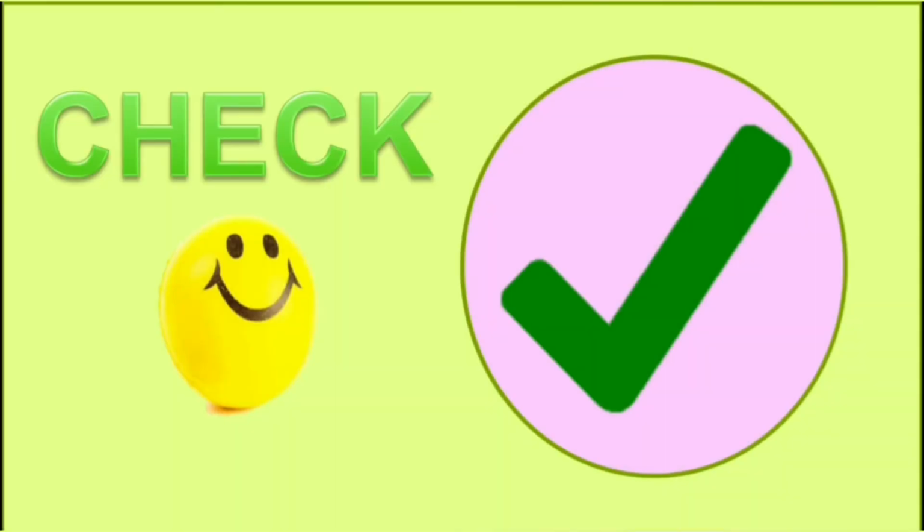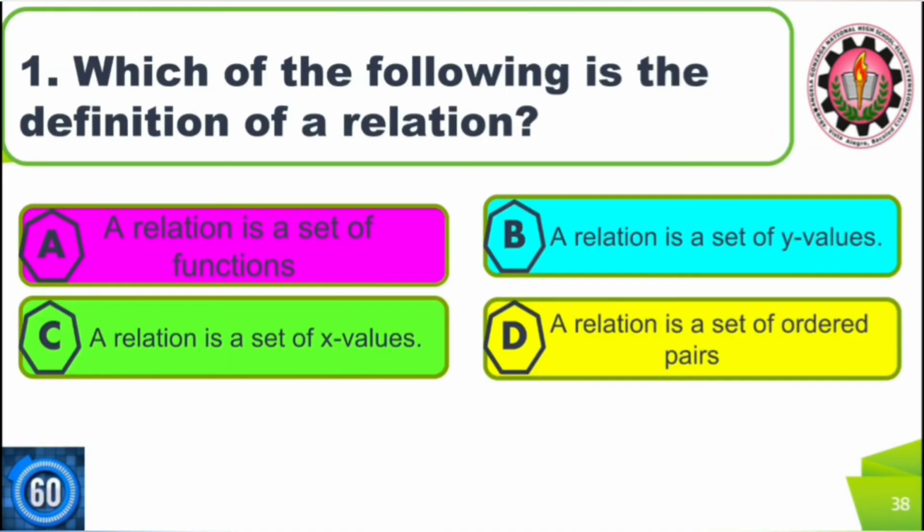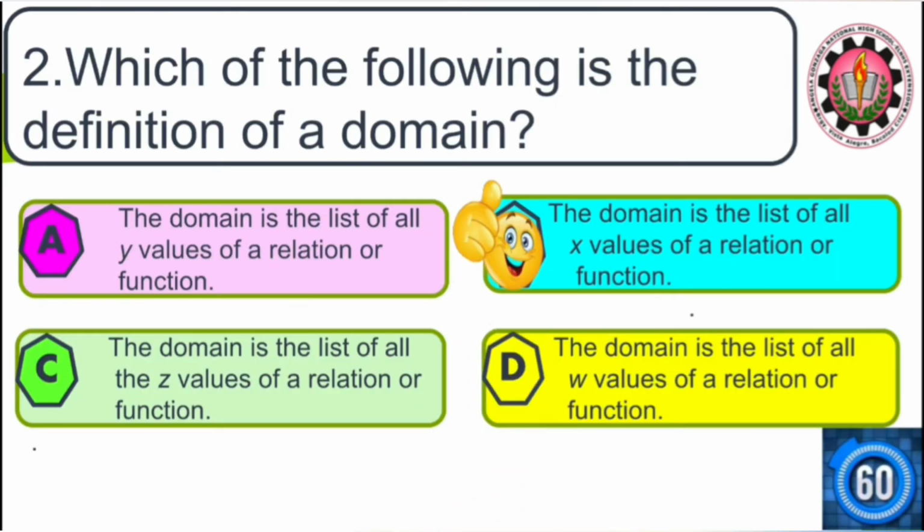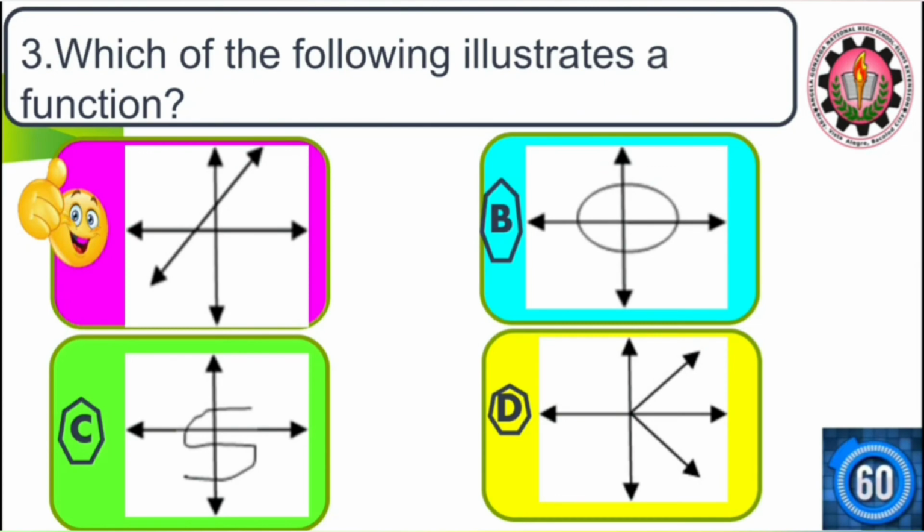Time is up. Let's check your work. Exchange it with your seatmate. Number 1. That's correct. Letter D. Definition of relation is a relation is a set of ordered pairs. Number 2. That's correct. Letter B. The domain is a list of all x values of a relation or function. Number 3. Graph A illustrates a function.